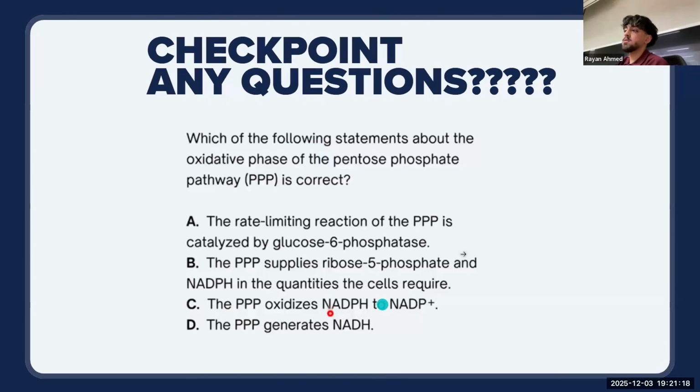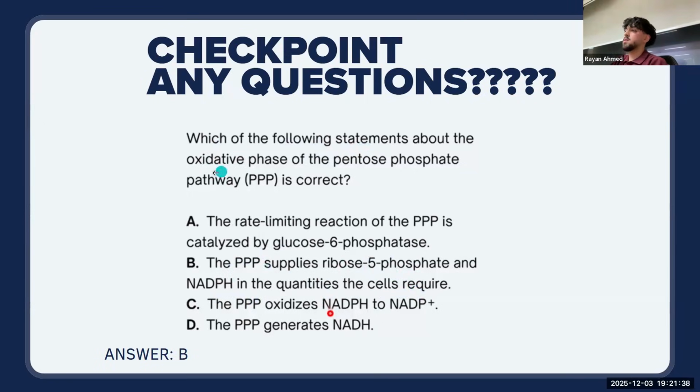It's being recorded anyway, so I will say that. It is B. The PPP supplies ribose 5-phosphate and NADPH in the quantities the cells require. Okay, amazing. I can explain it as well.